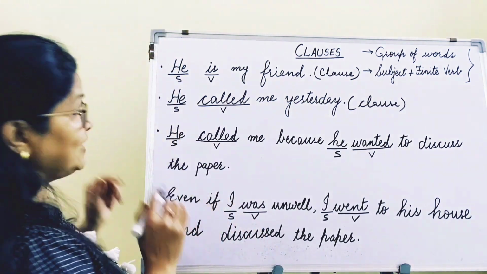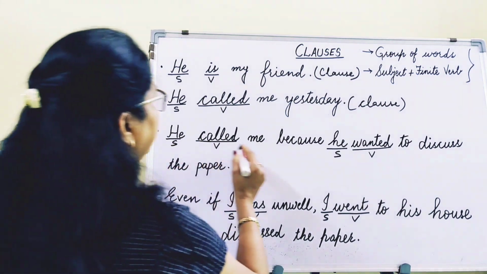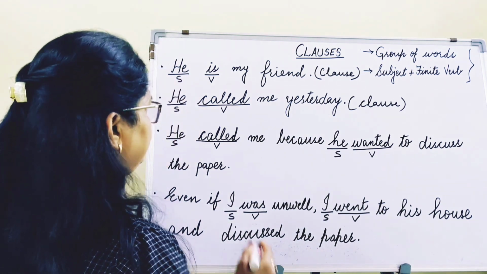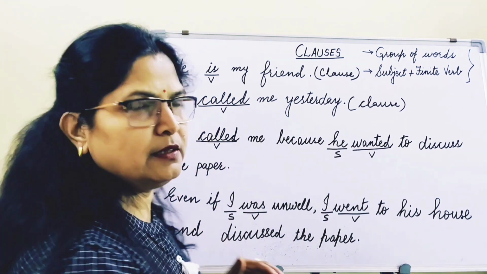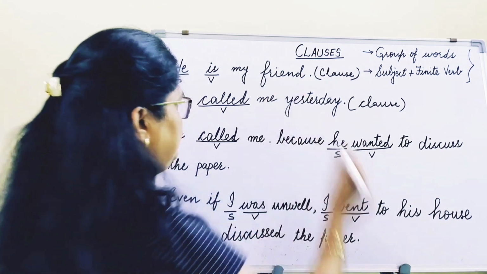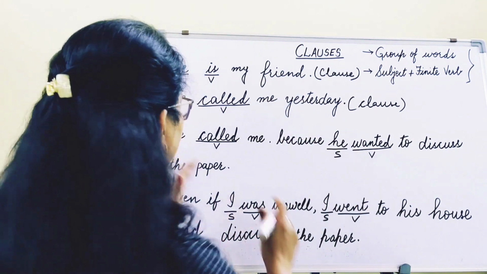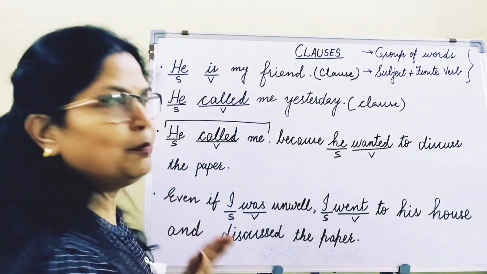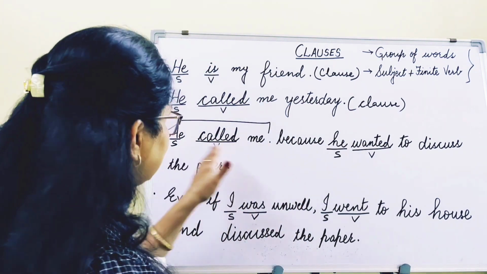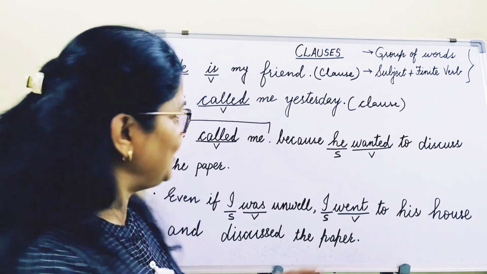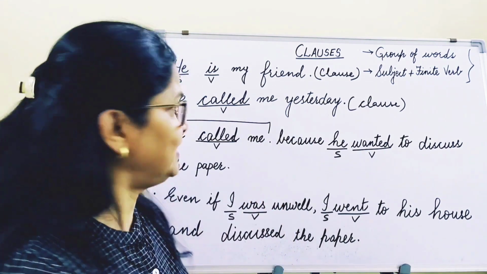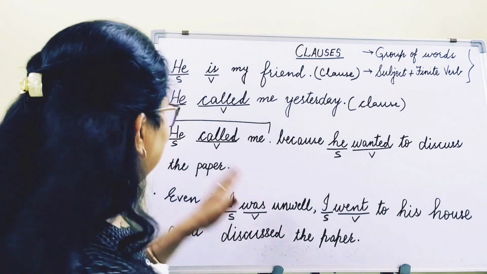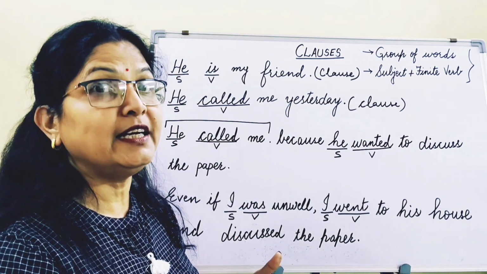Now third sentence you see. He called me because he wanted to discuss the paper. If I say he called me and put a full stop here, then this part, he called me, is it requiring anything else? No. If I put a full stop, it doesn't require anything. So this is known as an independent clause because it doesn't require anything.